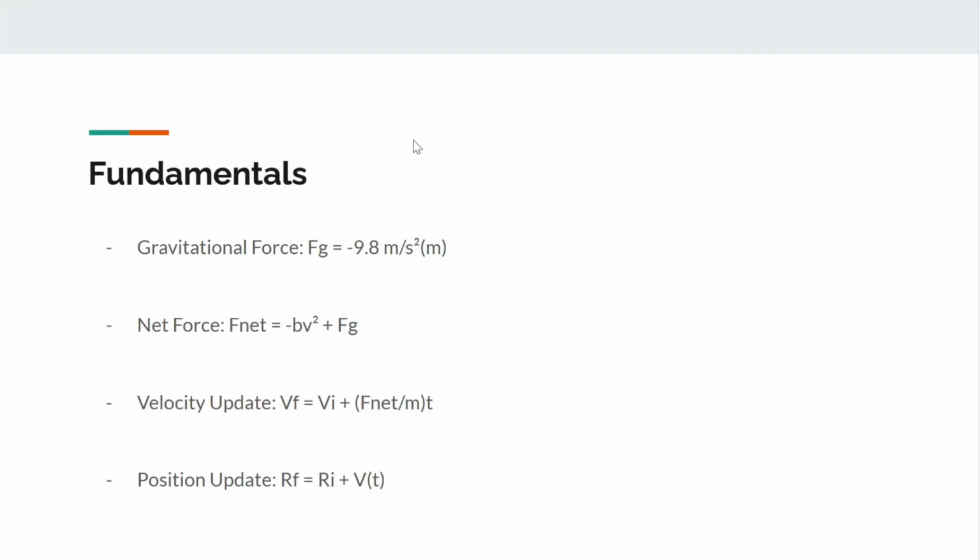Models. The fundamentals we used were the gravitational force, where Fg equals negative 9.8 meters per second squared times mass. Net force, Fnet, equals negative b, the drag constant, times v squared, plus Fg. Then the velocity update, which is Vf equals Vi plus Fnet divided by mass times time. And the position update, which is Rf equals Ri plus V times t.